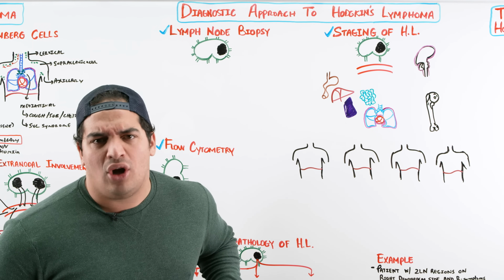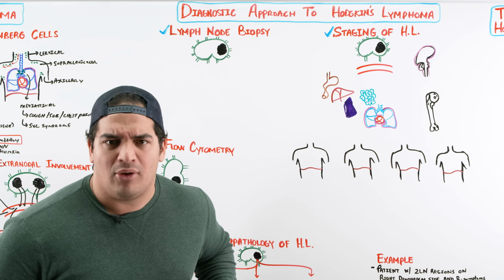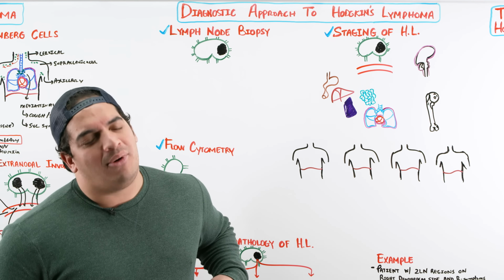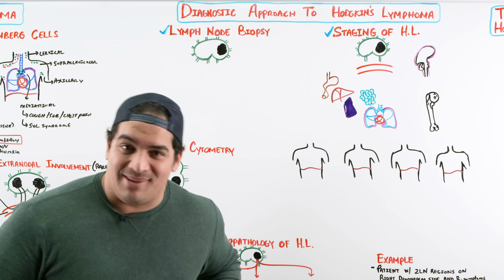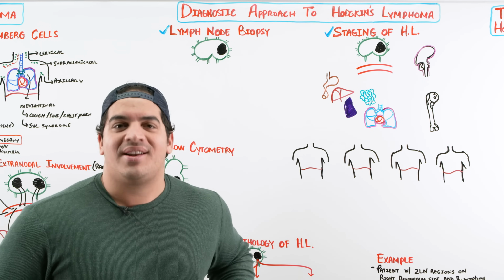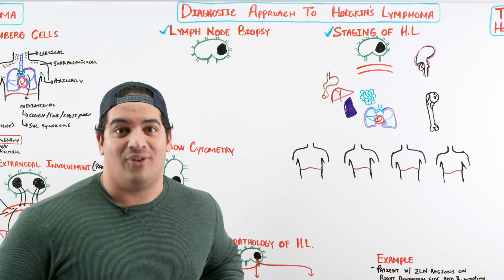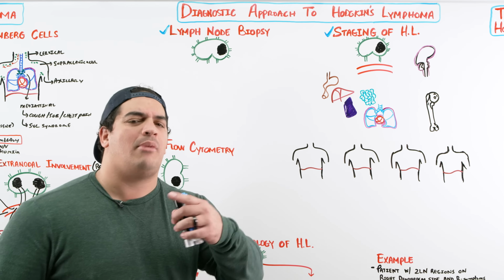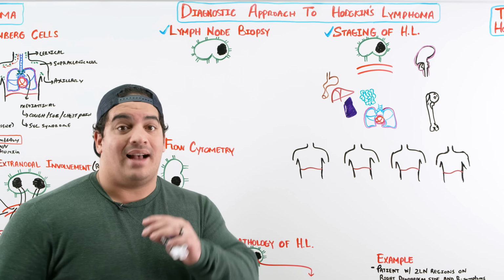This may cause early nausea, vomiting, abdominal pain, abdominal fullness, that effect. And remember, extranodal involvement is possible, it's just nowhere near as common as in patients who have non-Hodgkin's lymphoma. That is way more common and easier to remember for your exams, but it is possible.